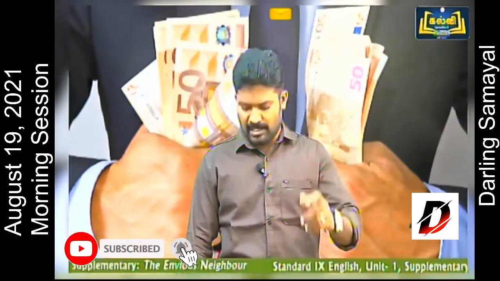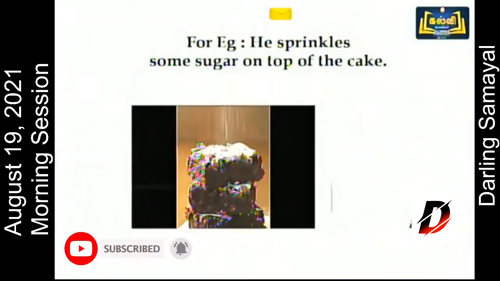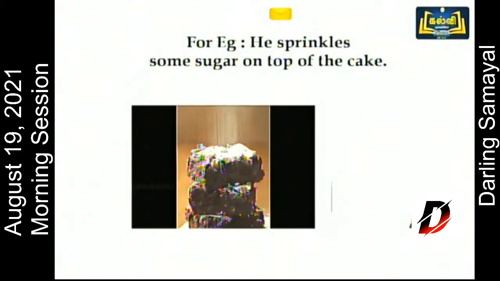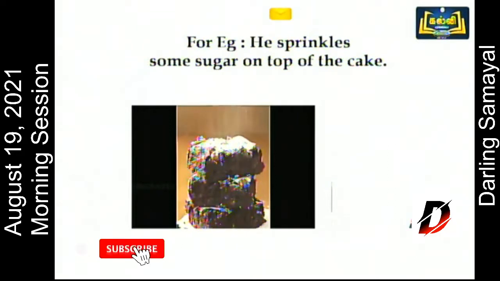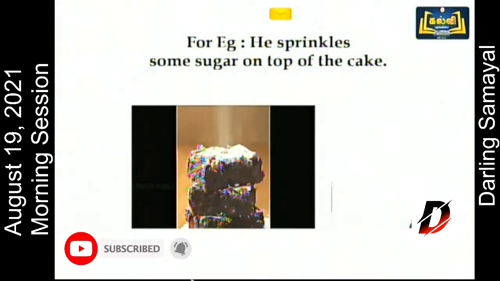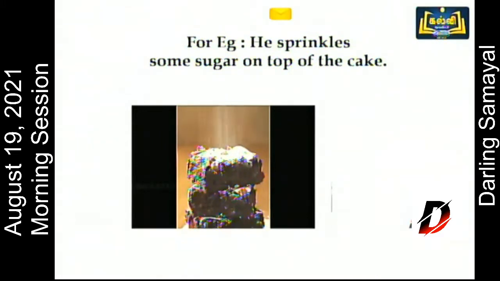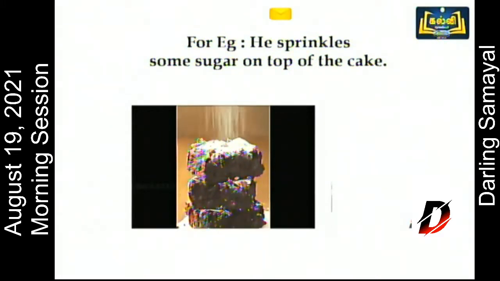For that they sprinkle. For example, he sprinkles some sugar on top of the cake. The baker, after baking the cake, adds the sugar. How? He sprinkles the sugar. Then it gets nicely added.